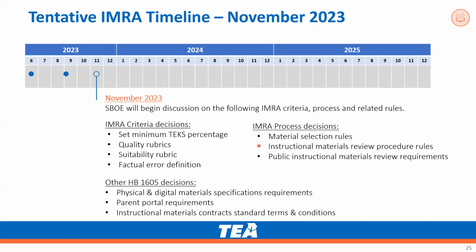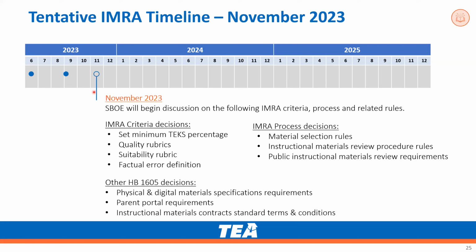Instructional materials review procedure, right? There's a whole set of rules in Administrative Code, Chapter 66, that will need to be revised given the new authority of the State Board and new changes coming from House Bill 1605. As part of that, they'll need to decide how the public will participate in instructional materials review requirements. They also have some decisions to make around the physical and digital material specifications, the parent portal requirements that we mentioned earlier, and instructional materials contracts that the state holds with publishers and the standard terms and conditions we use there. So the board has a lot of things to discuss and a lot of things to decide.